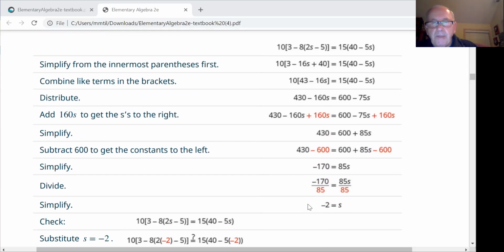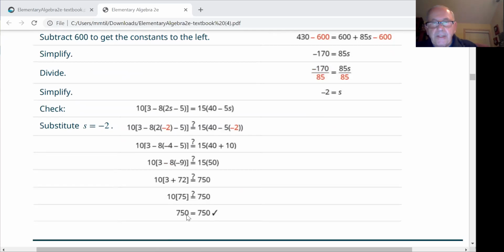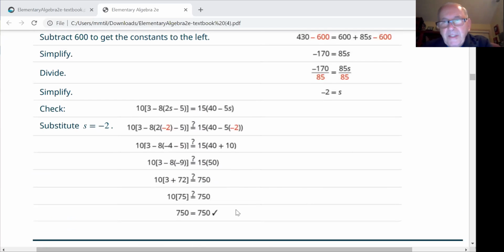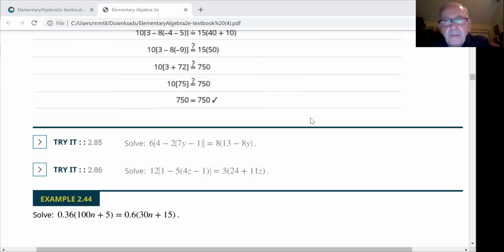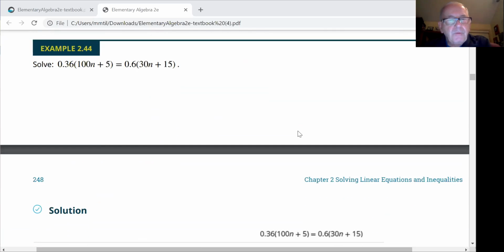And you do the same in checking. Take that minus 2, embed it in for s, go through the math, and make sure the left side equals the right side. When you do, you'll get that 750 is equal to 750. So these are all conditional equations. They all have one condition, where it's equal to just one value. We're going to see some other kinds of equations in a little bit. I'm not sure if it's this one or the next one.